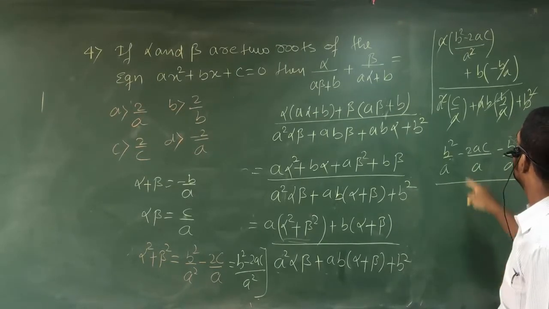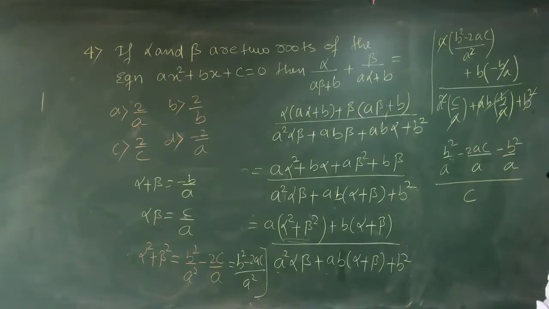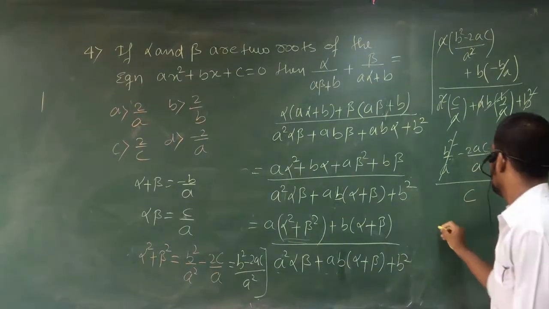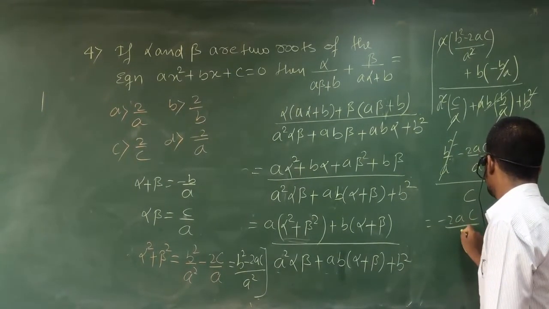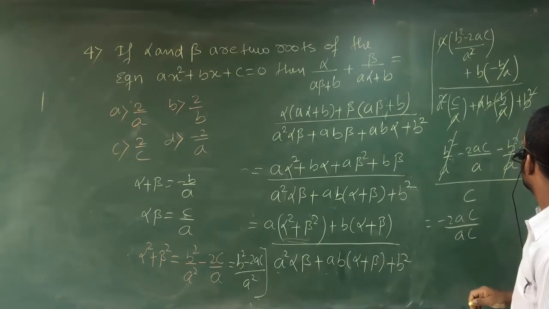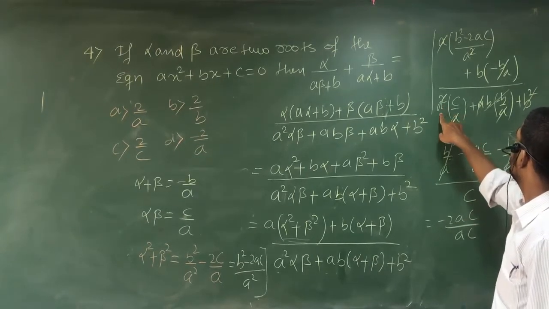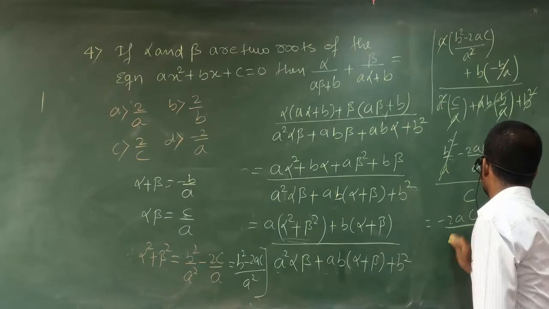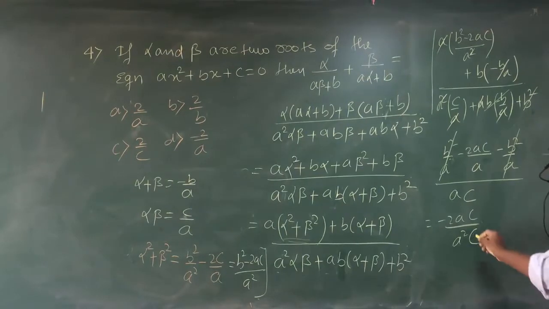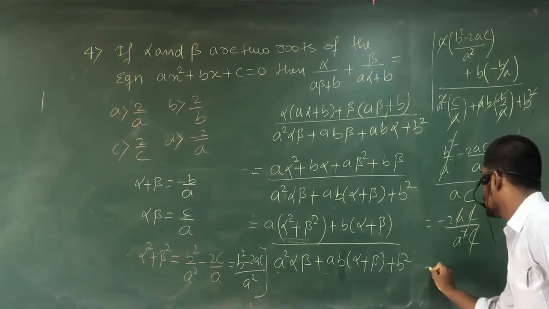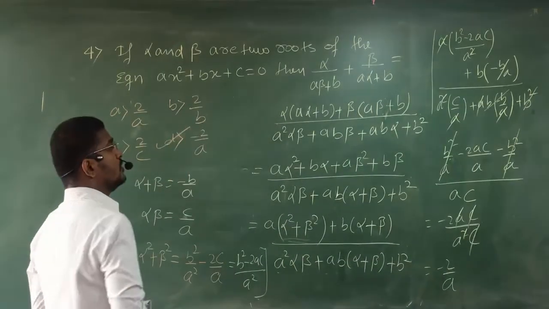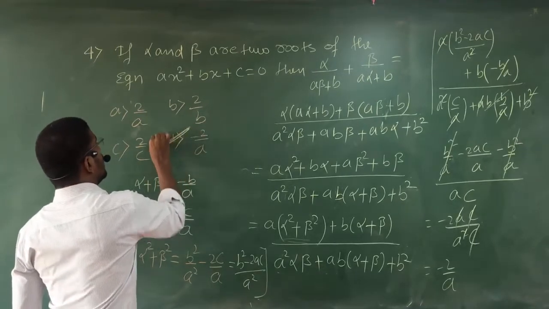Total term here is divided by c. Clear, students? So minus b square by a plus b square by a cancelled. It will be minus 2ac divided by a square c. Here a cancelled, a is the remaining term, and a into c will be divided by ac, so therefore a square c. Clear, students? So now I can cancel a and a, c and c. So the answer will be minus 2 by a.